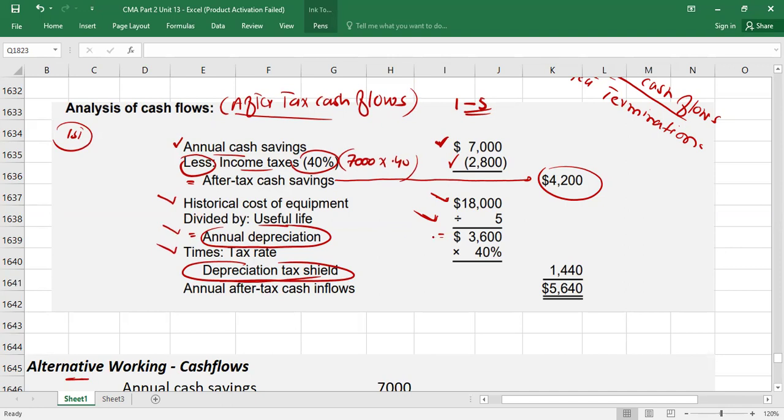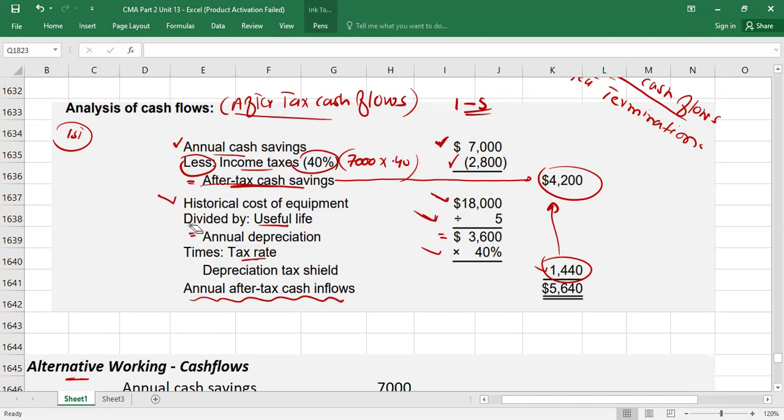For example, annual depreciation was how much? 3,600 multiplied by the tax rate. The tax rate was 40%. If you take 3,600 multiplied by 40%, the depreciation tax shield is 1,440. So this is actually the tax saving due to depreciation. This will be added to the after tax cash saving. If you add these two values, this is called the annual after tax cash inflow, the final value, which you will take to the net present value calculation.